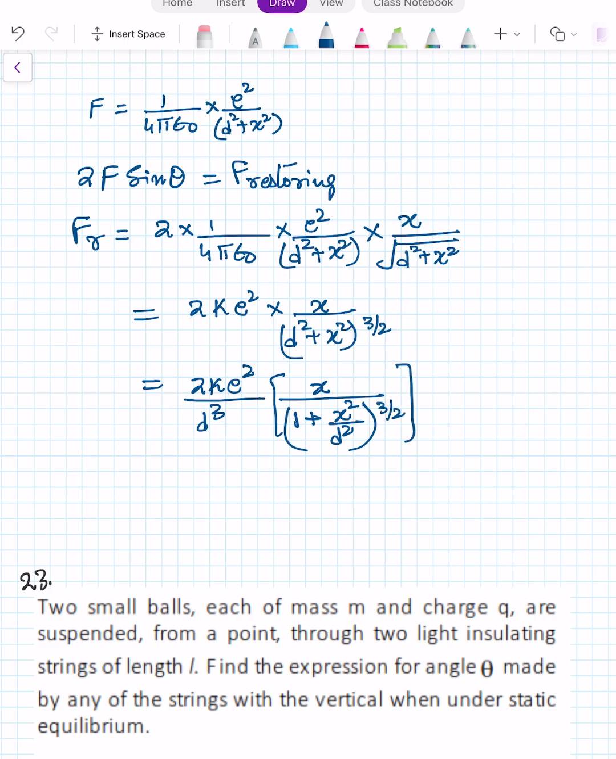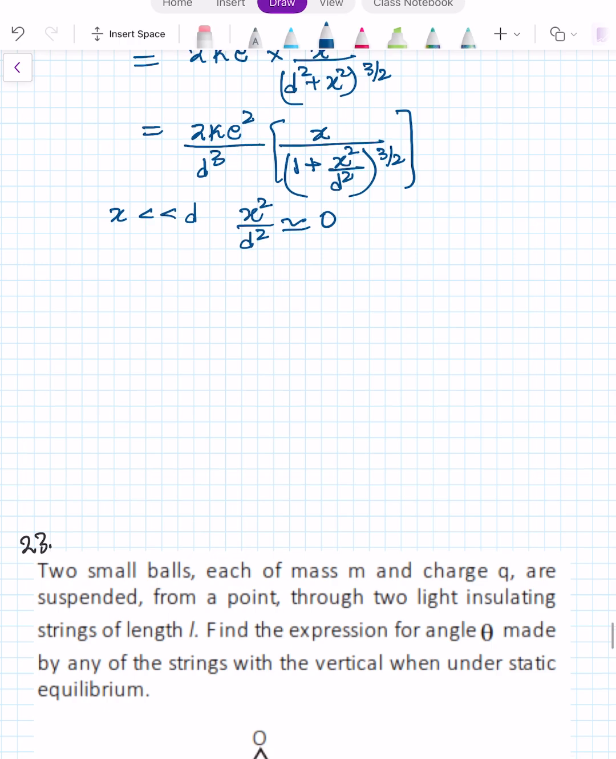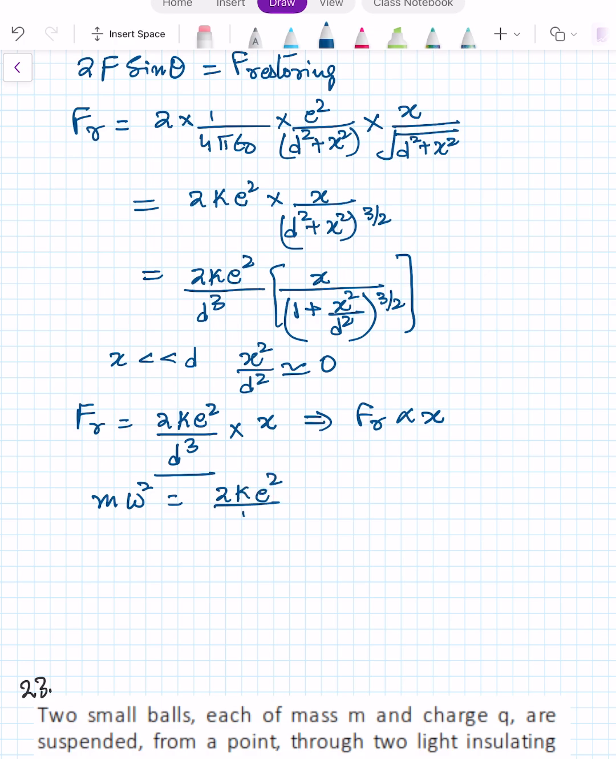Now since x is very small as compared to d, x square by d square is tending to 0. So the resultant force we are going to have is 2k e square upon d cube into x. Since the restoring force is coming out to be proportional to x, it is performing SHM with m omega square equal to 2k e square by d cube.